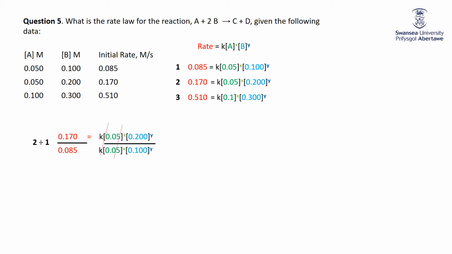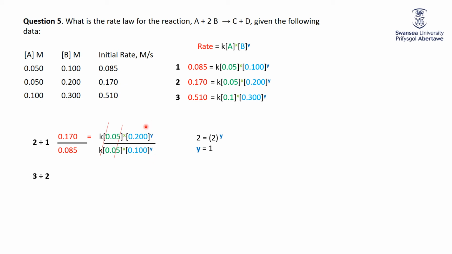Left-hand side becomes 2. Right-hand side, I cancel out the k, I cancel out the 0.05 to the x. I get 0.2 over 0.1, both to the y, which becomes 2. 0.2 divided by 0.1 is 2, raised to the y. So if 2 is 2 to the y, y must be 1. So we know it's first order for B. So now every time we see a y, we can just think of it as 1.